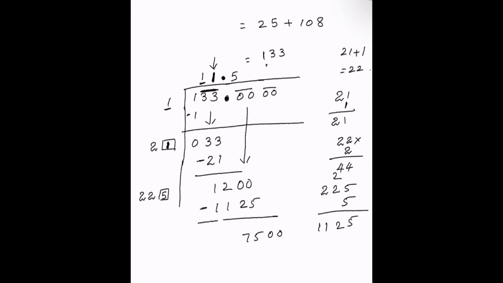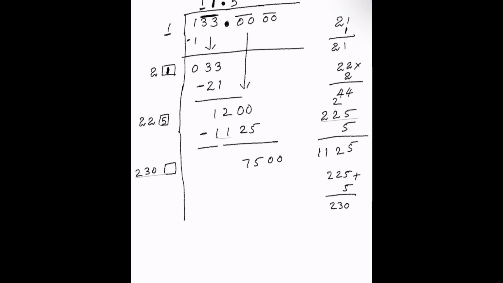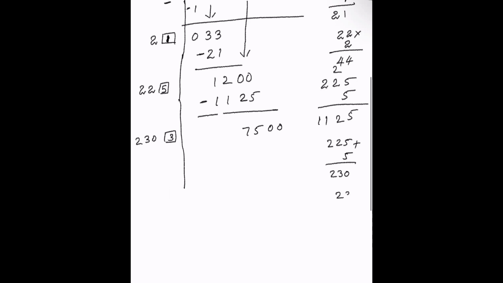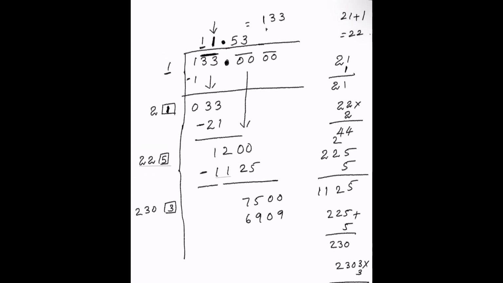Bring down those two zeros, you have 7,500. Now put it here. What is 225? 225 plus 5 gives you 230. So write 230 here, and then you have to think of the next digit, which, when you multiply, should give a number smaller than or equal to 7,500. It is going to be 3. So 2303 into 3 is 6909. Put that digit 3 on top also. Here also you put that 3. On the quotient side also you have to put that.